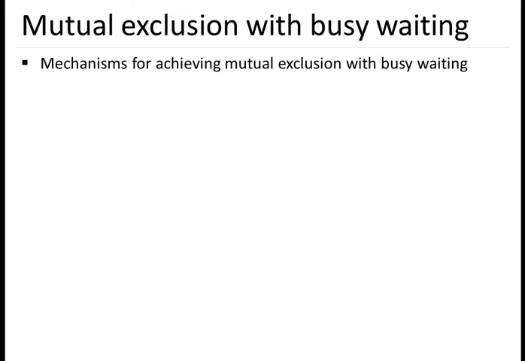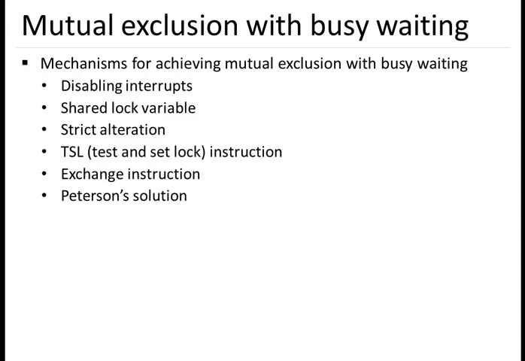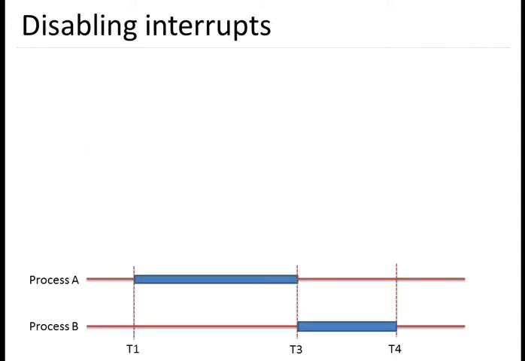Okay. So these are all the solutions that include busy waiting: disabling interrupt, shared lock variables, strict alternation, test and set lock instruction, exchange instruction, and the last one, very important, that is Peterson's solution. It is frequently asked in the GTU exam. Okay, so some of them I will cover in this lecture, and the rest of them I will cover in a new video.